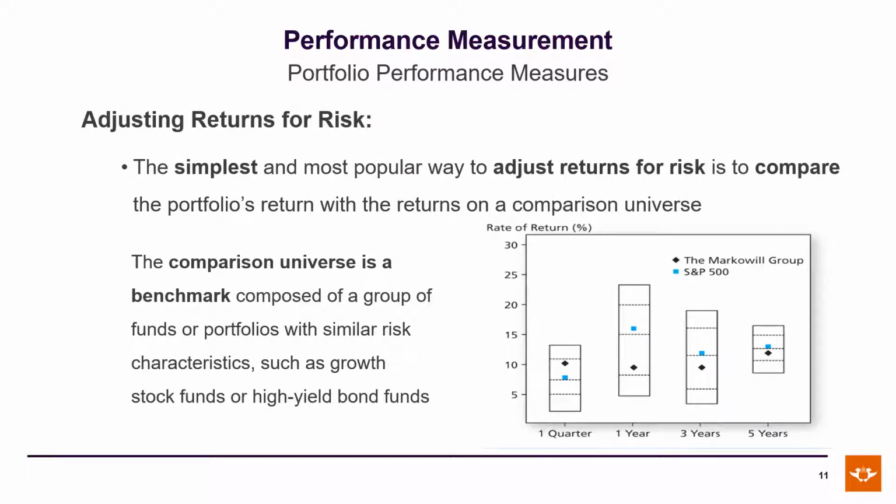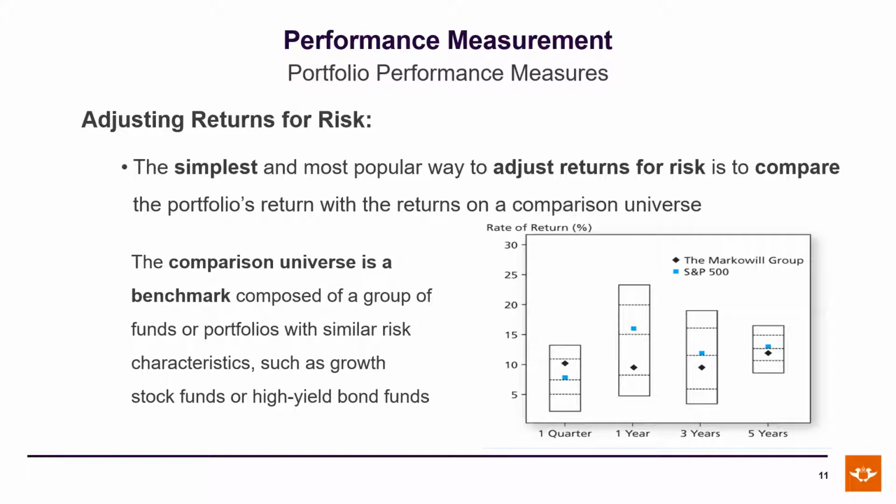In the previous performance measures that we talked about, although we mentioned that we need to adjust them for risk, we didn't explicitly adjust them for risk. So now we're looking more specifically at risk-adjusted return measures. The simplest and most popular way to adjust returns for risk is to compare the portfolio's returns with some benchmark, a benchmark which is similar to the mandate or the way that your portfolio is constructed and managed.